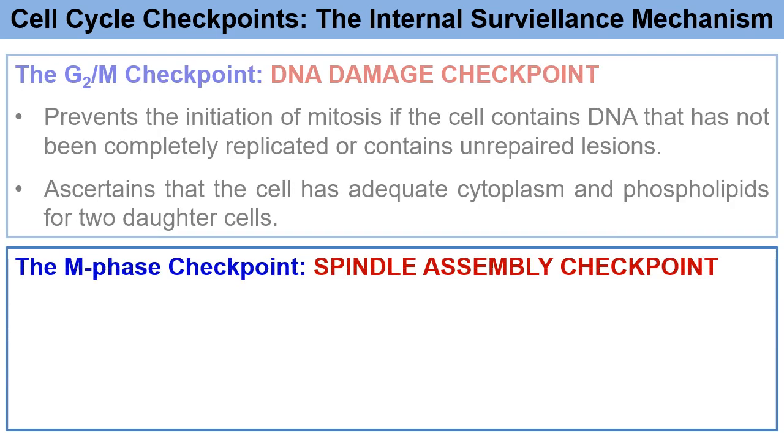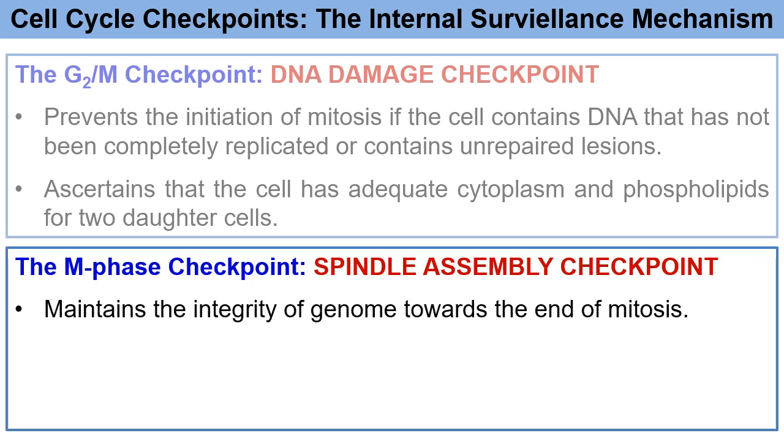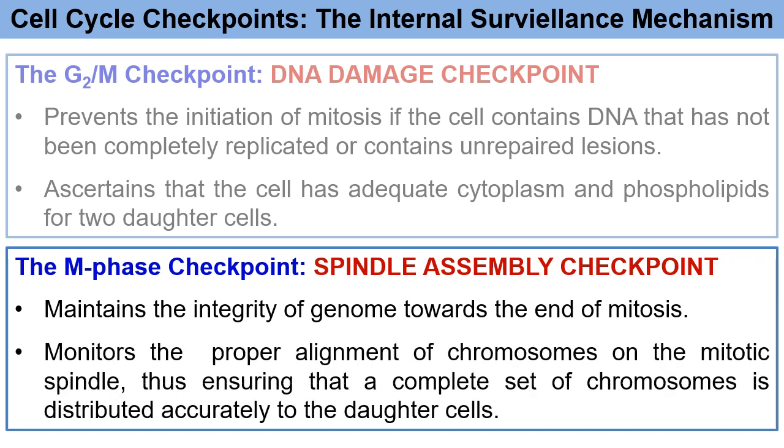The next checkpoint in the cell cycle is the M phase checkpoint. This is a spindle assembly checkpoint, and this maintains the integrity of the genome towards the end of mitosis. This particular checkpoint also monitors the proper alignment of the chromosomes on the mitotic spindle, thus ensuring that a complete set of chromosomes is distributed accurately to the daughter cells after completion of cell division.